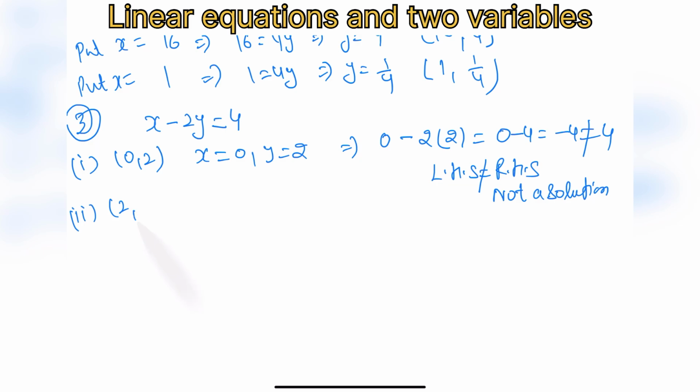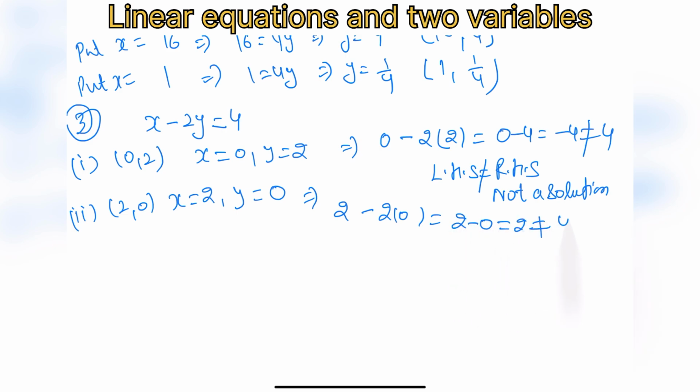For the second part we have given (2, 0). That means the value of x is 2 here and the value of y is equal to 0 here. Now we put it into the given equation, that is x minus 2y is equal to 4. The value of x is 2 minus 2 into 0. So 2 minus 0 is equal to 2. That is also not equal to 4. It simply means that left hand side is not equal to the right hand side. So this is also not a solution of the given equation.